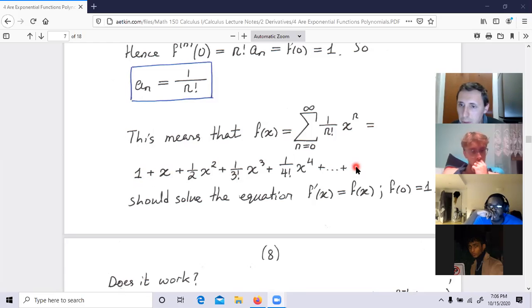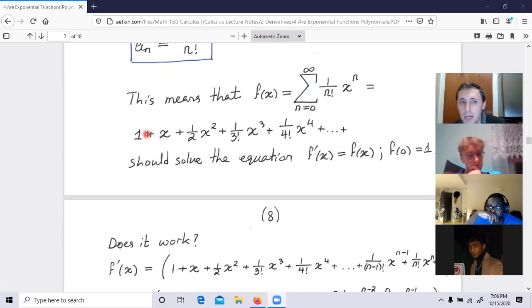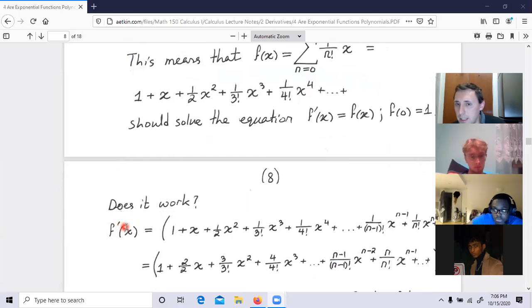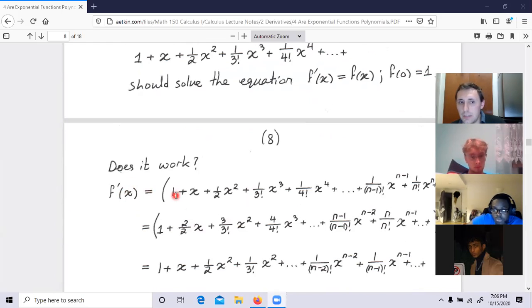Does this infinite polynomial satisfy the requirement that at 0 it's equal to 1? Well, clearly, plug in 0, everything disappears, but 1 survives. Now, what about the derivative? Will it be the same if I take the derivative? Well, I take the derivative here, 1 disappears, x becomes 1. 1/2 x squared becomes 2 over 2 times x. 1 over 3 factorial x cubed becomes 3 over 3 factorial x squared, etc.